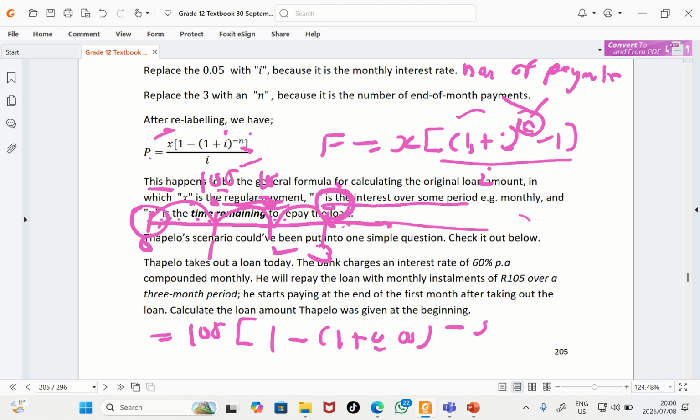So if this guy was making payments until the last payment, which is at the end of December, for example, the 31st of December, that's the last payment. This would then be 12, because this means the time remaining to repay the loan. This is the last payment. This approach helps us in these sorts of calculations.